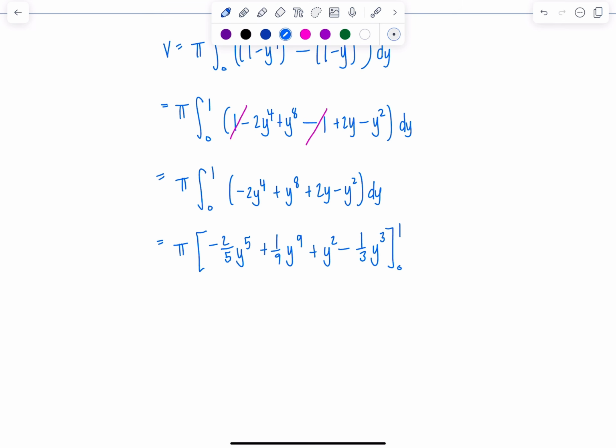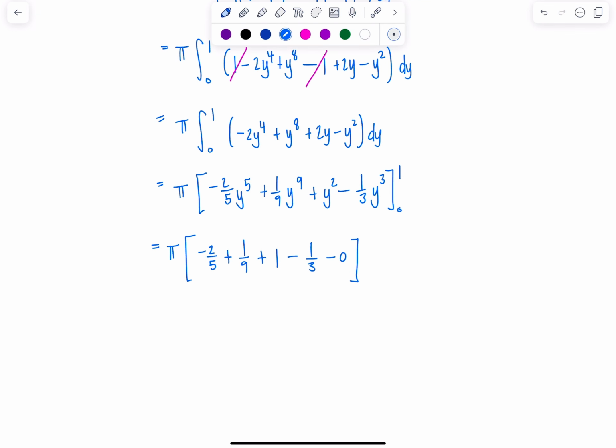No more integral sign, no more dy. We already integrated. Pi times negative 2/5 times 1 plus 1/9 times 1 plus 1 minus 1/3. Thankfully, if I plug in 0, everything's 0. Common denominator is what, 45? Yeah. So this is going to be negative 2 times 9, that's 18, plus 5 plus 45 minus 15, all over 45. And that's going to give me, let's see, 17 over 45. So 17 pi over 45.